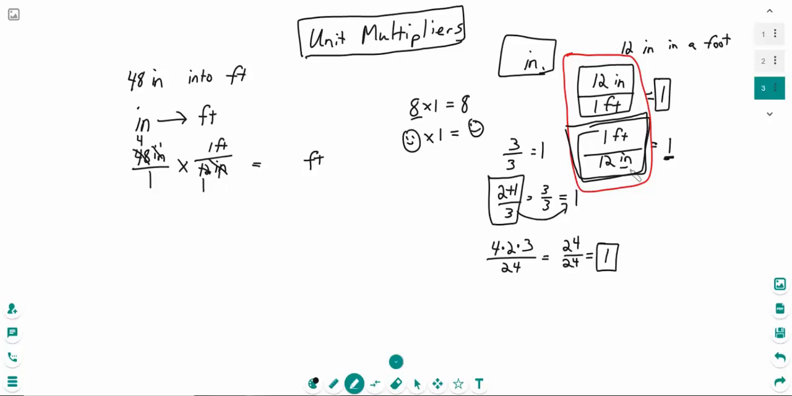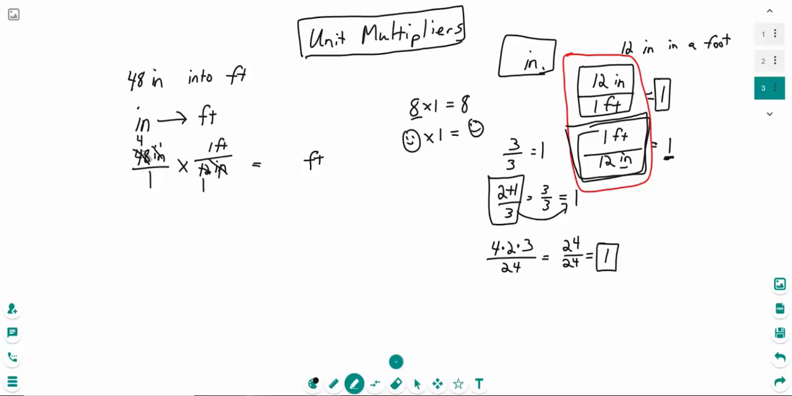So do you see now why I chose the second one? Because it would cross the inches out. The 48 inches would get crossed out by this 12 inches over here. If I had chosen the first one, I wouldn't have been able to cross out because I would have had inches in the numerator over here. In the denominator, this would have been feet over here. I can't cross cancel feet and inches, so that would have been a mess. But because I chose this unit multiplier, I was able to cross those inches out.